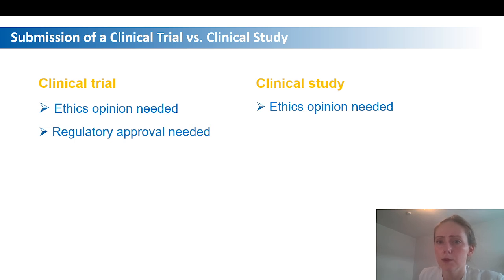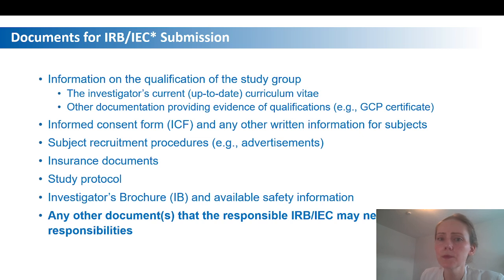The submission procedure will depend on whether it is a clinical trial or clinical study. For a clinical trial, a regulatory approval is needed as well as an ethics opinion, while for a clinical study, only an ethics opinion needs to be obtained. So let's see what sort of documents are usually needed for an ethics submission. After finalization of the CTA, the trial can be submitted to the Institutional Review Board and Ethics Committee.